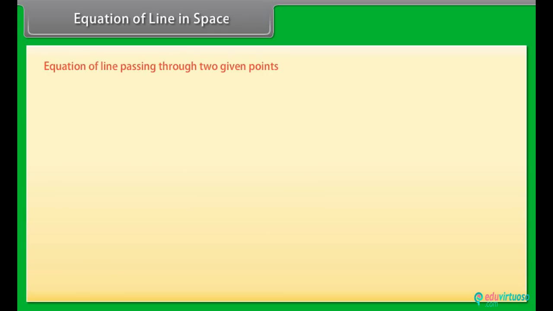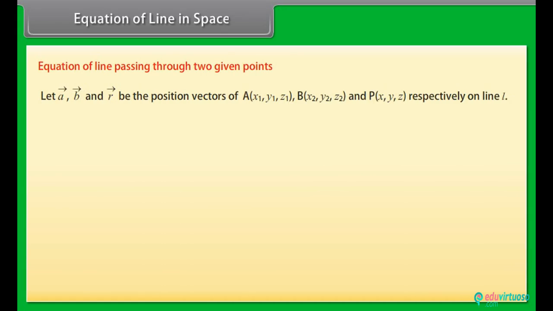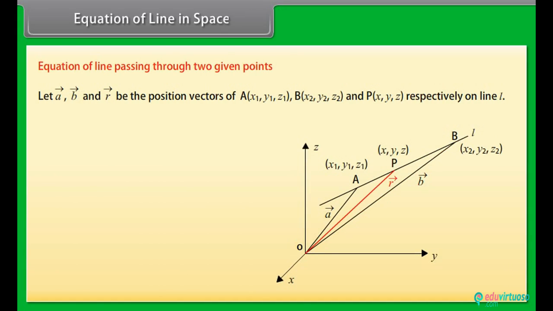Equation of line in space. Equation of line passing through two given points. Let vectors A, B and R be the position vectors of A (x1, y1, z1), B (x2, y2, z2) and P (x, y, z) respectively on line L. Then the vector equation of the line L is vector R equals vector A plus lambda times (vector B minus vector A), lambda belongs to real numbers.